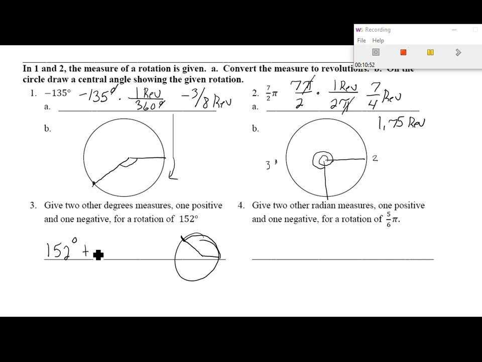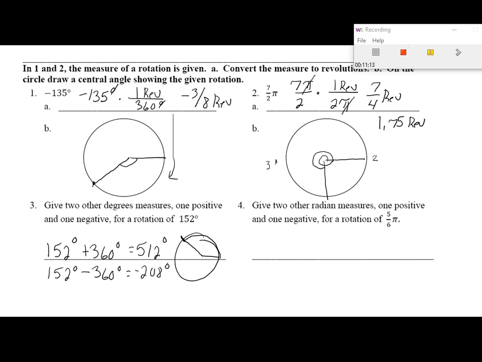Well, I'm going to add 360 degrees to that. 360 degrees just means you did an extra lap. So another positive one could be 512 degrees. Now I need a negative one. I'm going to go 152 degrees minus 360. Run that through your calculator. You're going to get negative 208 degrees.